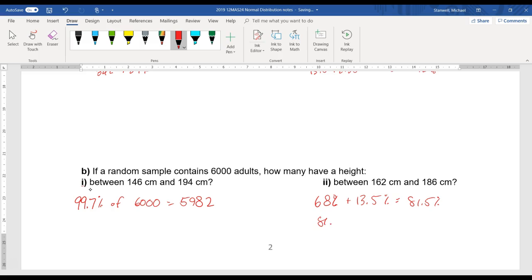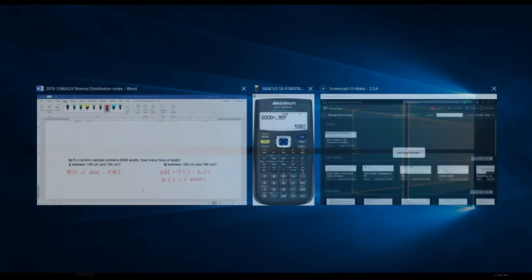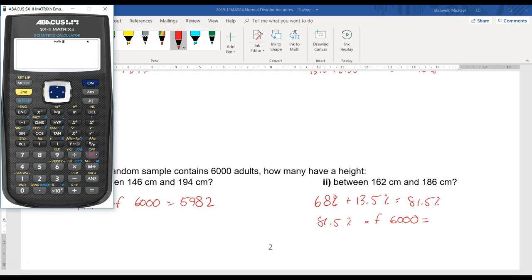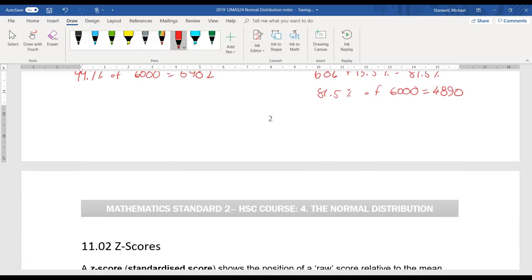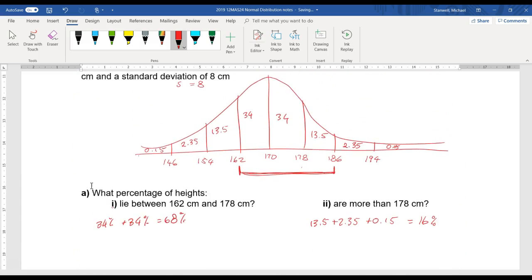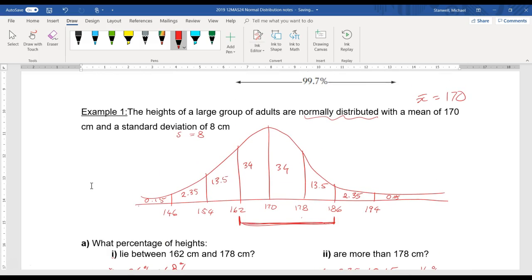And 81.5% of 6,000 is equal to, back to my calculator. 0.815 times 6,000. Now, common sense tells us that we're looking at a bit over 5,000. Oh wait, 4,890, close enough. 4,890 people. Rightio, that's how we use the empirical rule to estimate the number of scores within a certain range.